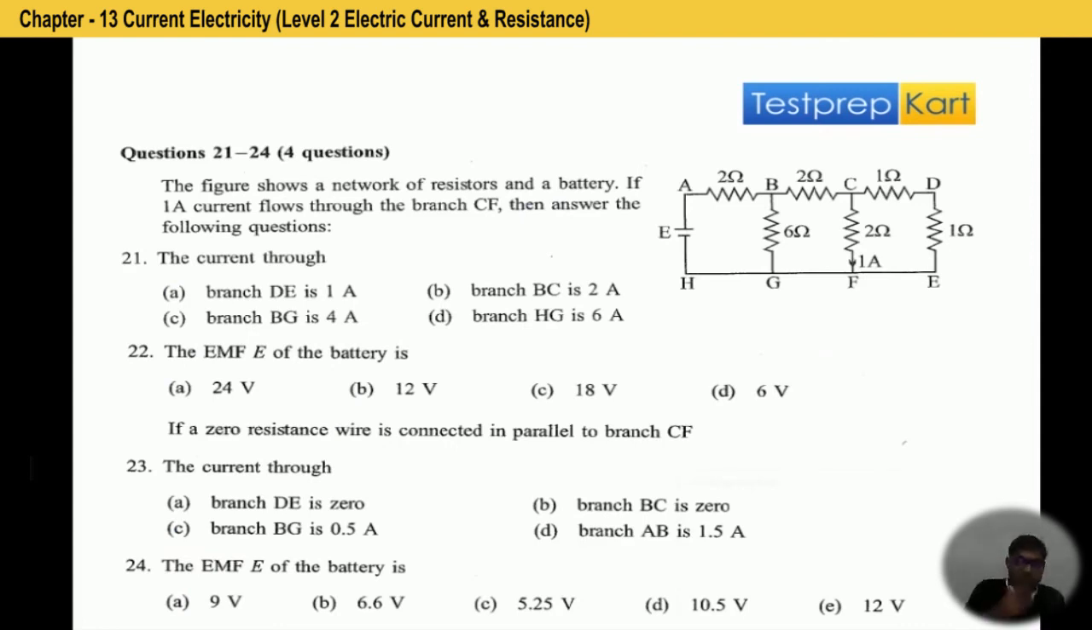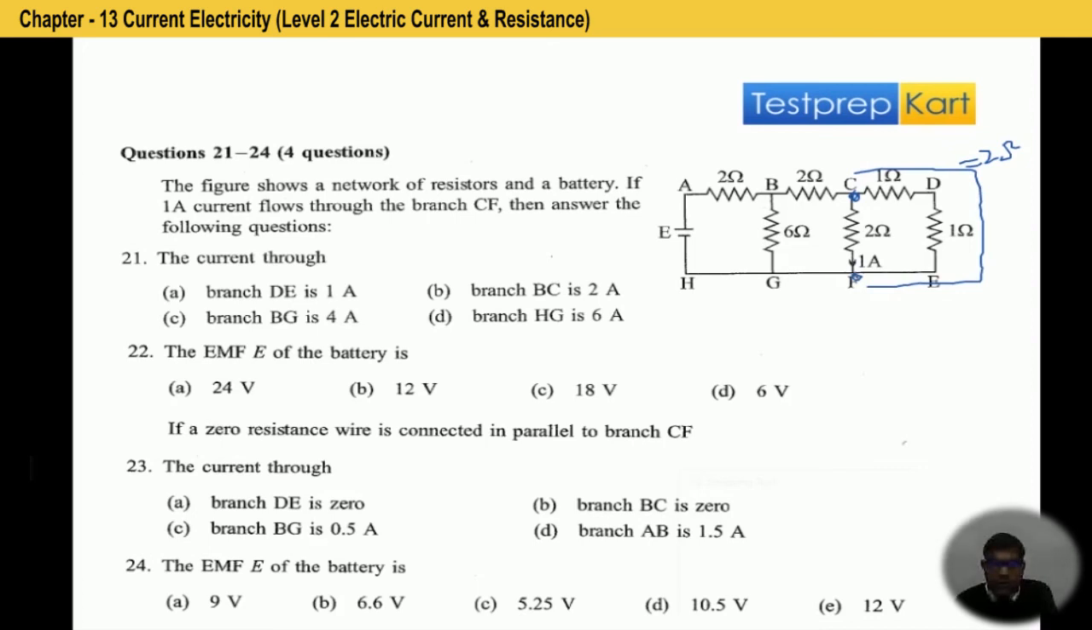Okay. Now there is a combined statement from question number 21 to 24. The figure shows a network of resistance and battery. If 1 ampere current flows through branch CF, then answer the following questions. So please see. Here branch CDEF is parallel to branch CF, and this branch has resistance 2, CF has resistance 2.